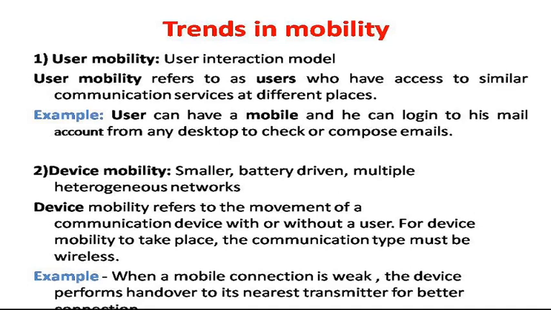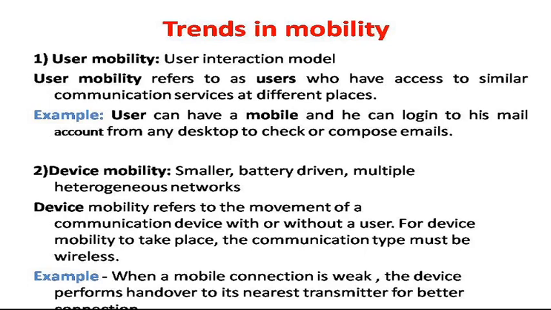So they are saying the same thing: in order for device mobility to take place, the communication must be wireless. Device mobility always happens through a small, battery-driven device on multiple heterogeneous networks. So the device should be very small, always battery driven, and it should be compatible to connect to multiple networks. That is the thing.